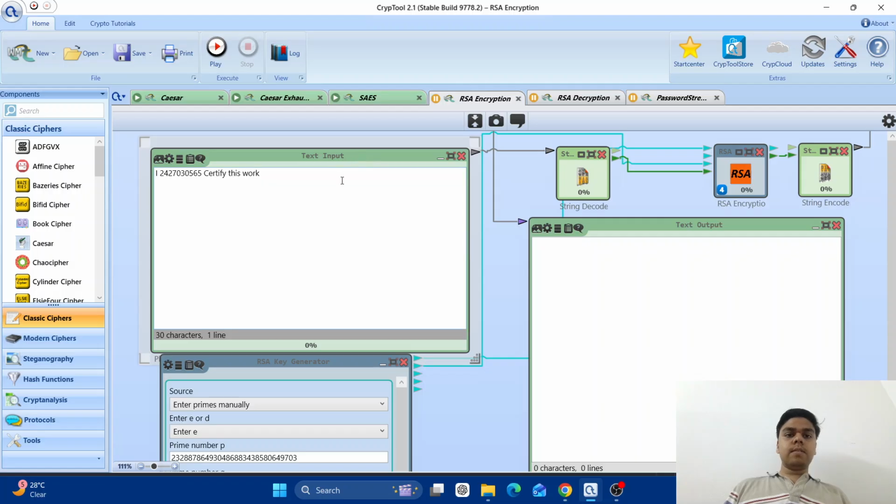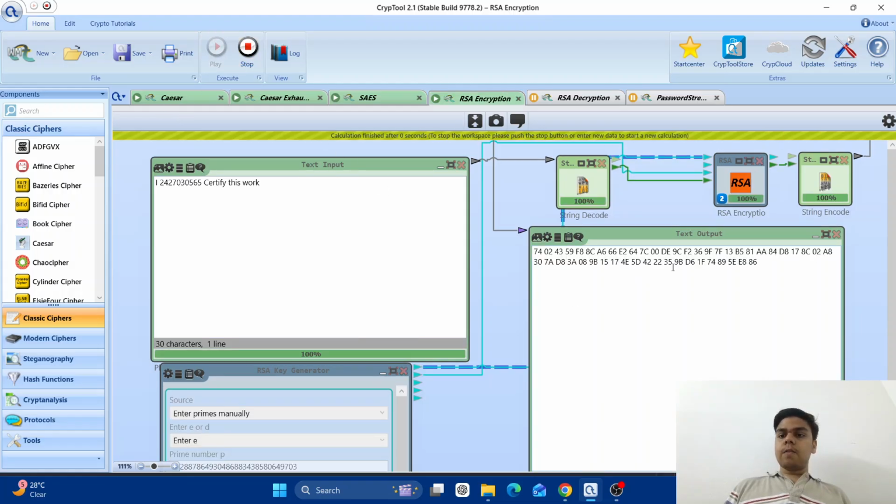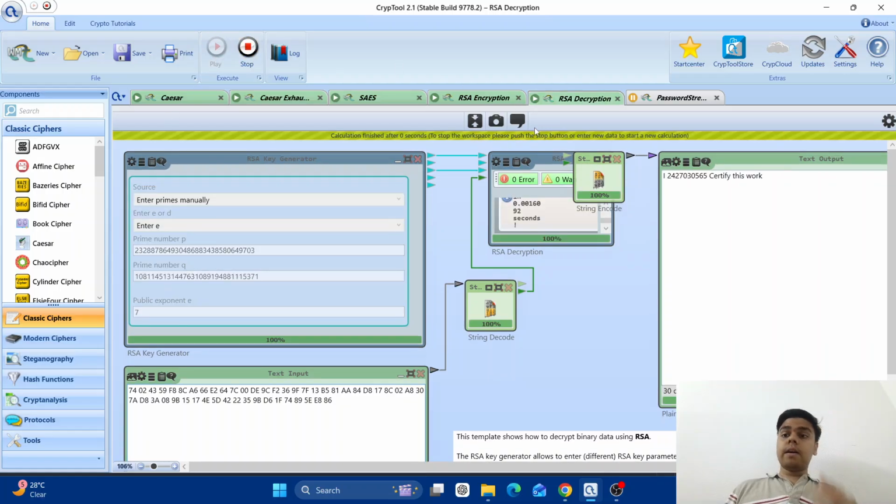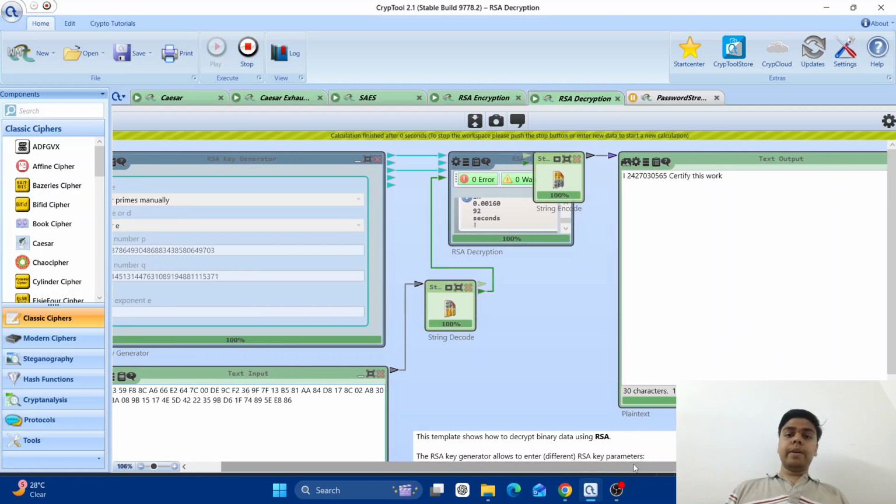Over here, this is the text where it is written, I certify this work. When I encrypt this, I have got a text output. When I copy this and put it in the decryption, and using a public key which is 7, when I decrypt it, you can see I have got my text output. This implies that RSA can be decrypted using a public key, and if someone has access to the public key, he can easily decrypt it.